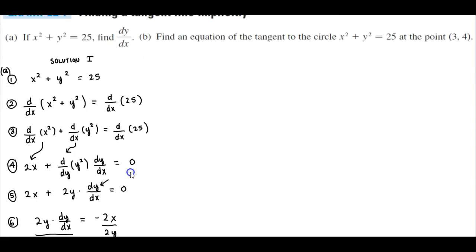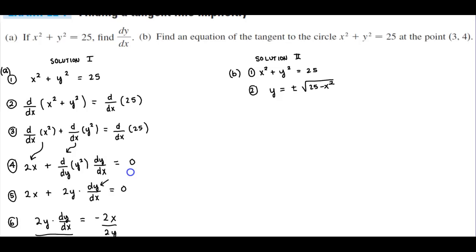Okay, now let's take a look at solution number 2. In part B, we're going to take the equation x squared plus y squared equals 25, and solve for y. If we solve for y, then we should get y is equal to plus or minus the square root of 25 minus x squared.